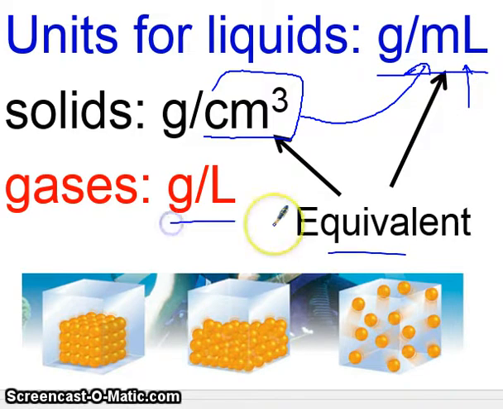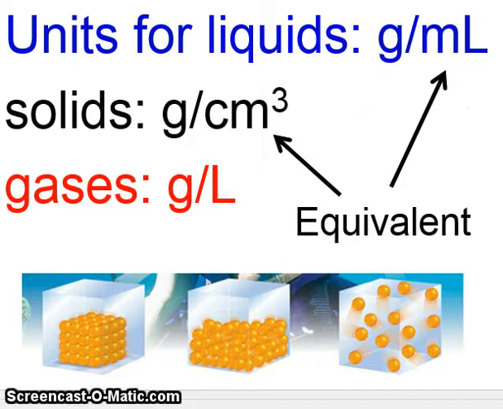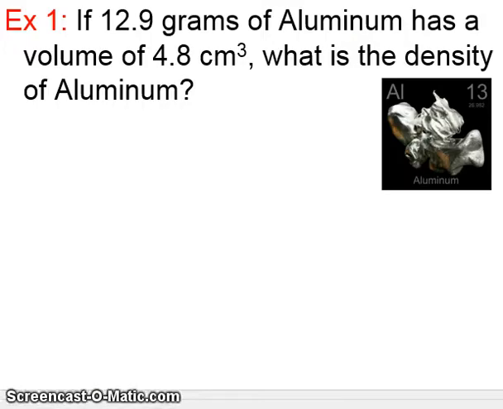And then gases are usually grams per liter. That's because gases are much more expanded. They take up much more space, so we will use liters instead of milliliters. Let's go ahead and do a few problems.